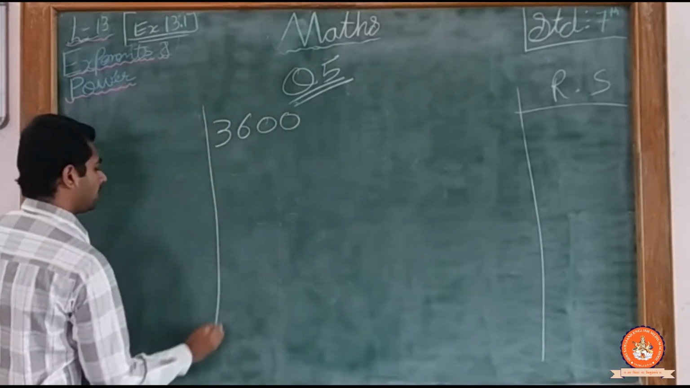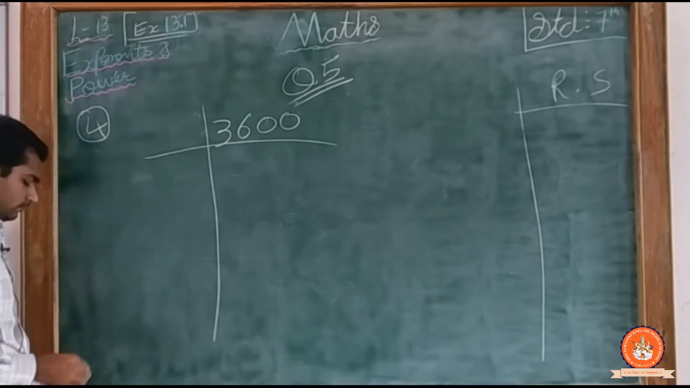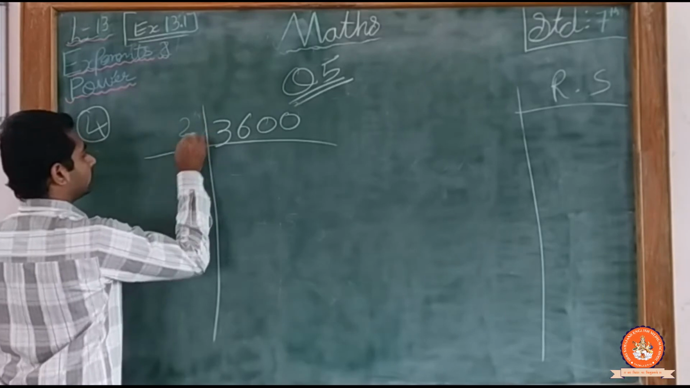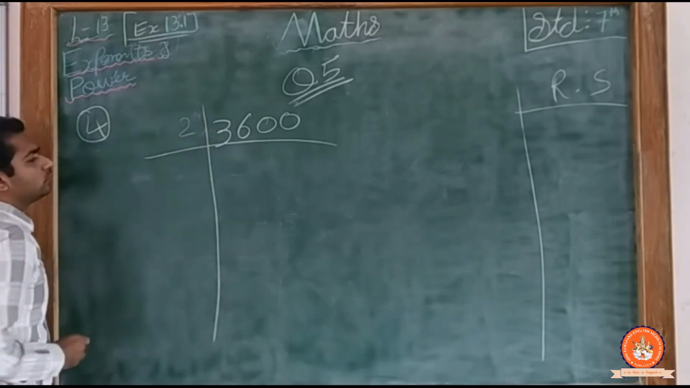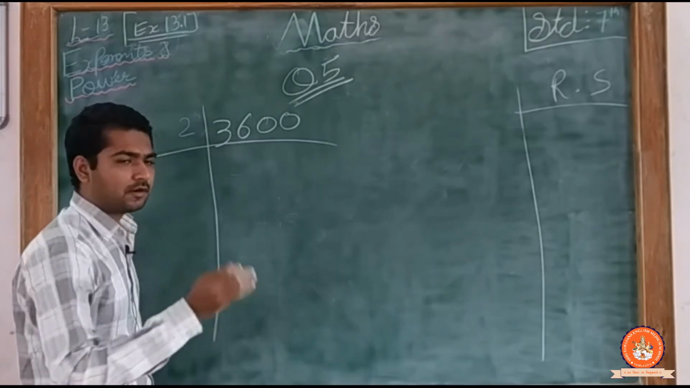3600. Number 4. So let's divide by 2 first of all. 2 is my prime number, so I will divide by 2. I will always give priority to 2, whenever I am dividing.